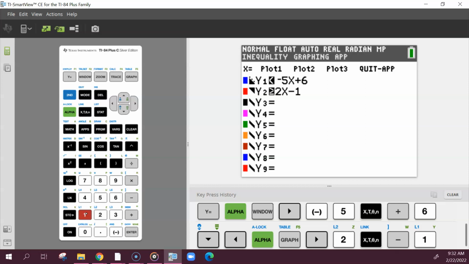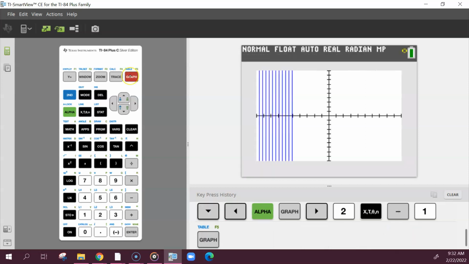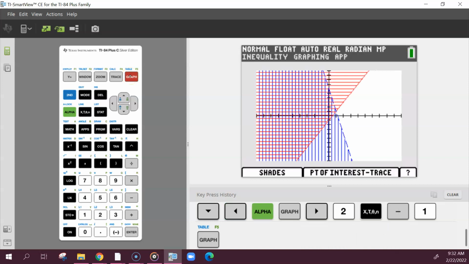Does anyone need help with that so far? After you have these both in, Jenna, did you need help? Okay. After you have these both in, hit graph. So yours will look like mine, except they'll both be black lines. That's crossed like this.